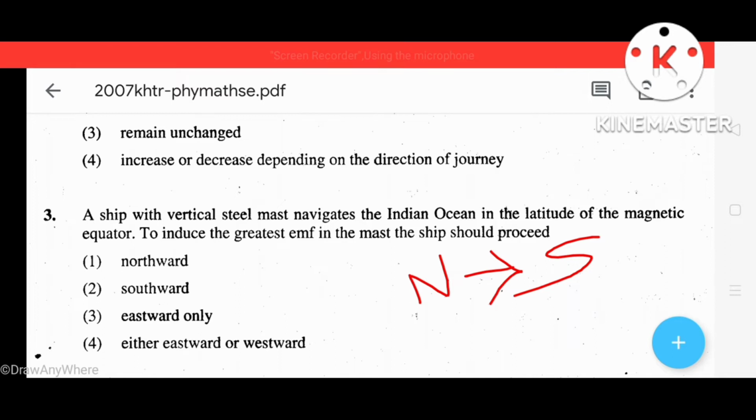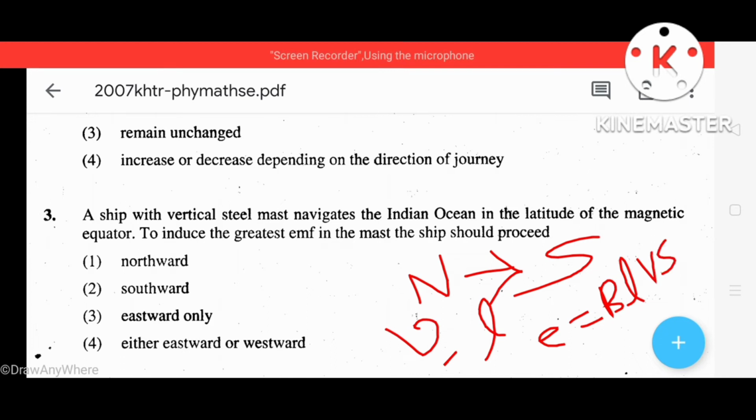Let us consider the velocity of the ship to be V, and the length of that conductor, the steel mast, to be L. Conductor means it is nothing but the steel mast given here. Then the induced EMF is given by E equal to B L V sine theta, where theta is the angle between velocity and the magnetic field.